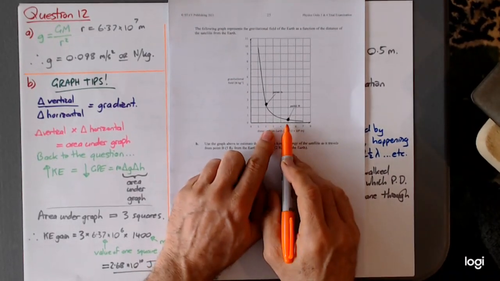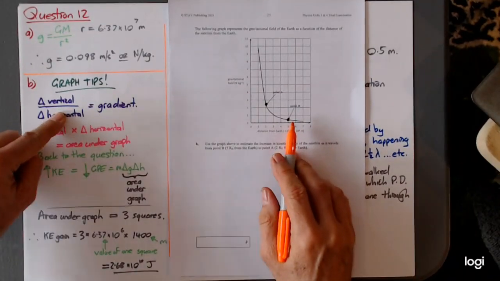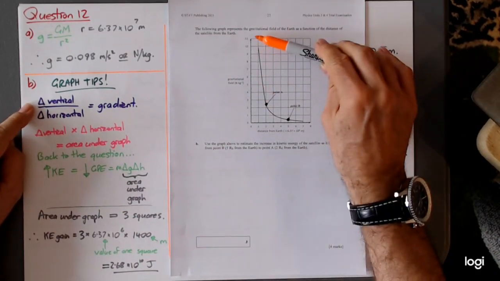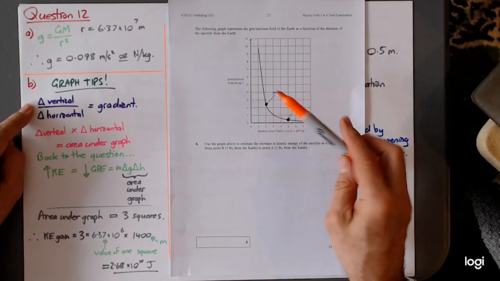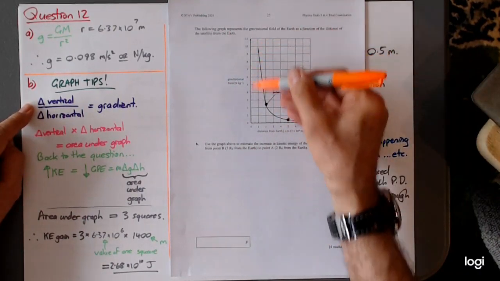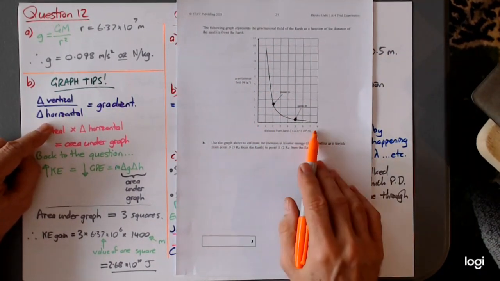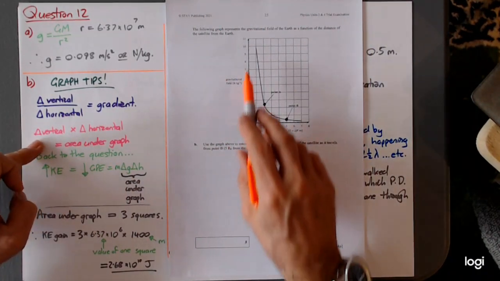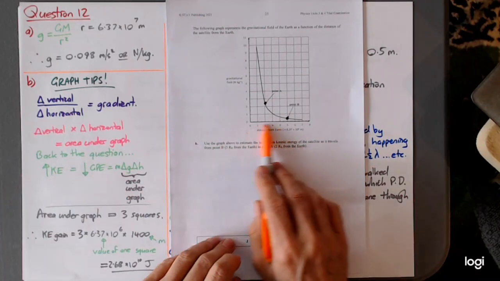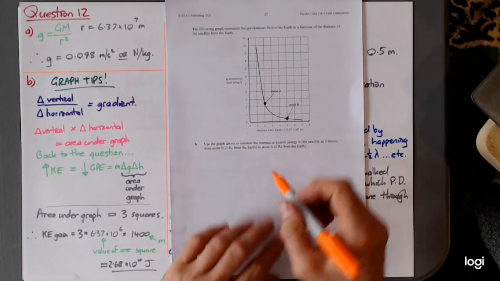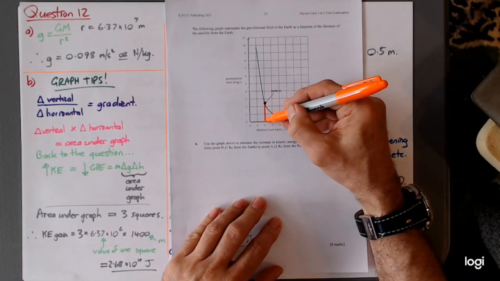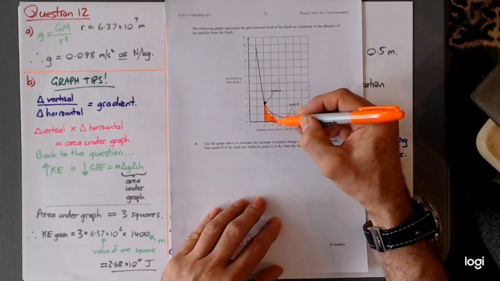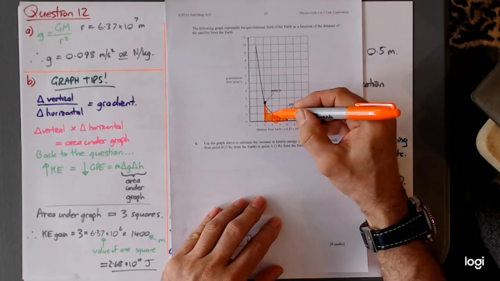That comes to the area under the graph, right? Graph tips, two of them. The change in the vertical of any graph, this applies to any graph at all, the change in the vertical divided by the change in the horizontal equals the gradient. You've known that for a few years now. The change in the vertical multiplied by the change in the horizontal equals the area under the graph, right? So we want to go from point B to point A. There you go. So we're trying to figure out what that area under the graph is.